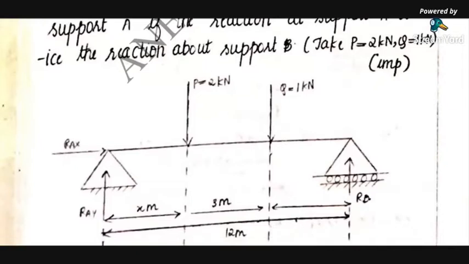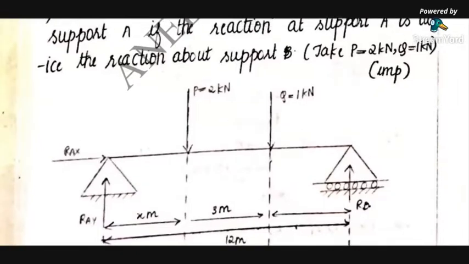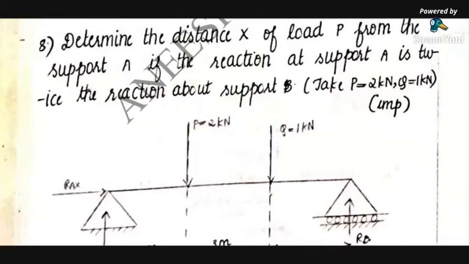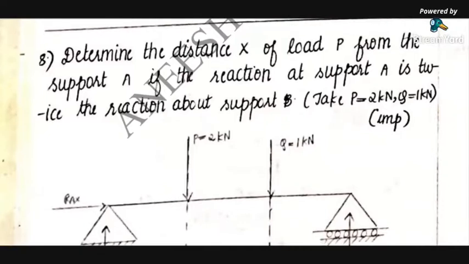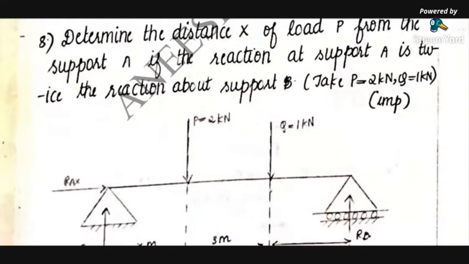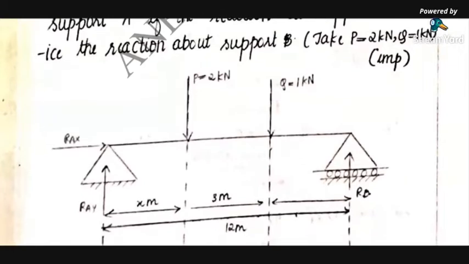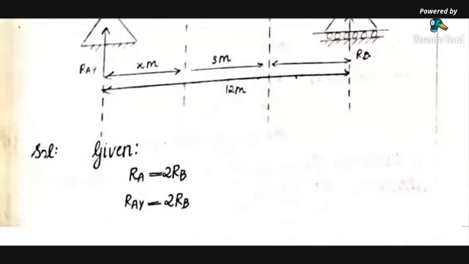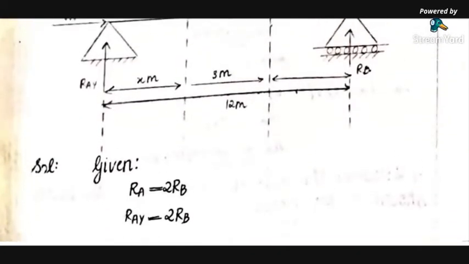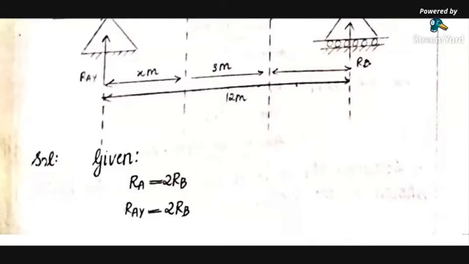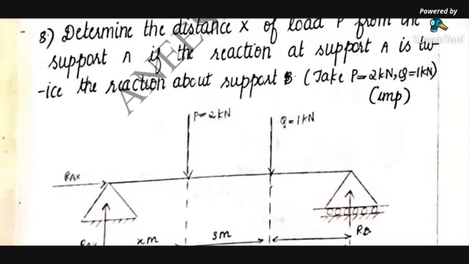Not RA, RAX, RAY or RB. You're asked to find the distance x. And there's a condition given. Reaction at support A is twice the reaction at support B. This is the given condition. RA is 2 times RB. We'll be using this particular condition to solve the problem. Hope the problem is clear.